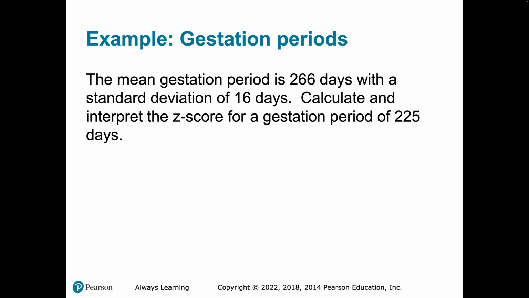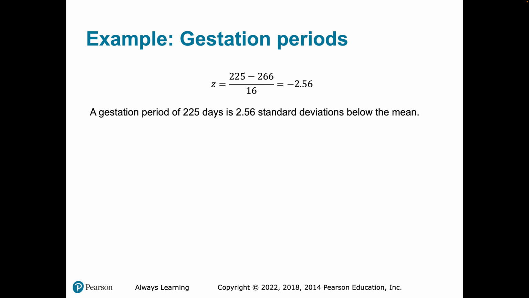All right, let's take a look at something like that. Gestation periods. The mean gestation period is 266 days with a standard deviation of 16 days. Calculate the z-score for a gestation period of 225. Now, I'm expecting my z-score to be negative. Why? Because the gestation period of 225 is below the mean of 266. So I make the calculation. I take 225 minus 266, divide that by 16, and I get negative 2.56.